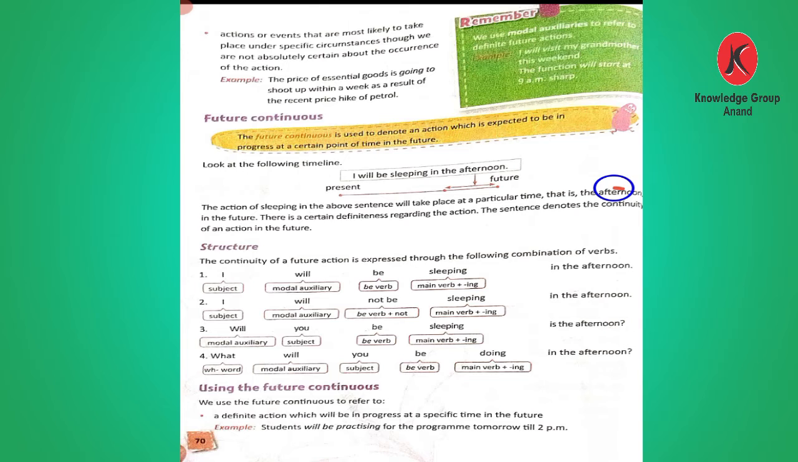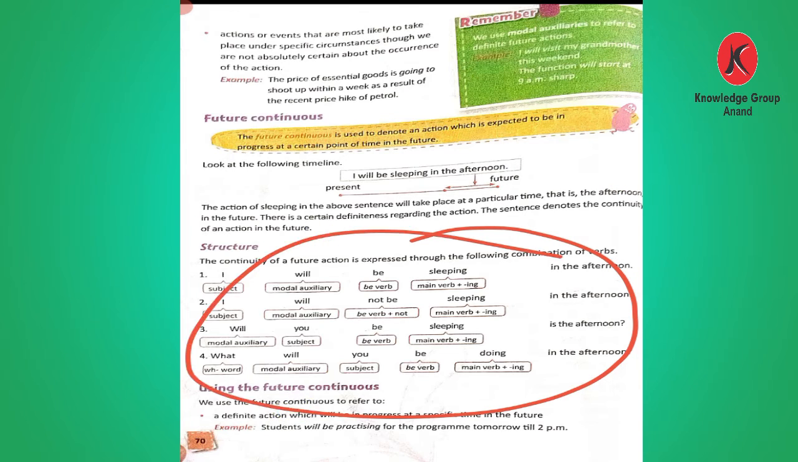What will you be doing in the afternoon? WH interrogative sentence. Okay. Fourth is a WH interrogative sentence. WH word, modal auxiliary, subject, be verb, main verb plus ing. So dear students, read this sentence and understand, and if you don't understand, you can ask me during the class.